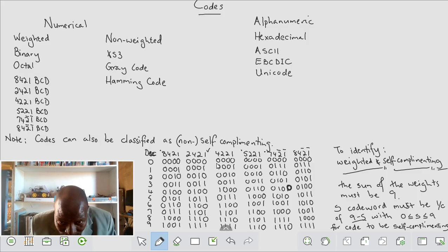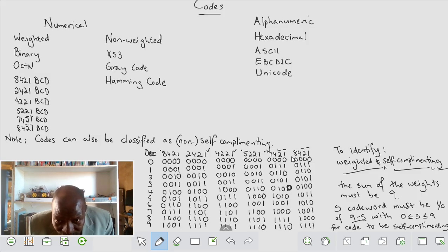4 2 2 1. 0 and 9 are 9's complements of each other. 0 is all zeros and 9 is all ones. Yes, complements. 3 zeros in the 1, 3 ones in the 8. Yes, complements. 2 and 7 are complements. 0 0 1 0, 1 1 0 1. Yes, complements. 3 and 6 are another pair. 0 0 1 1, 1 1 0 0. Yes, complements. 4 and 5 are the last pair. 1 0 0 0, 0 1 1 1. Yes, complements. So you can see that code is also self-complementing.